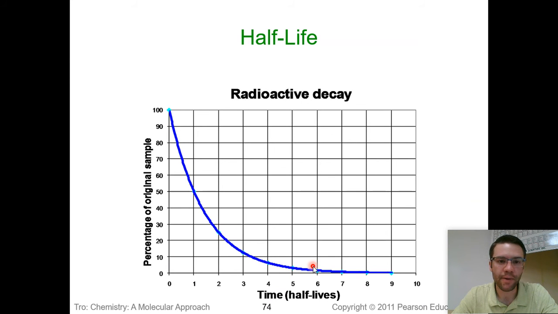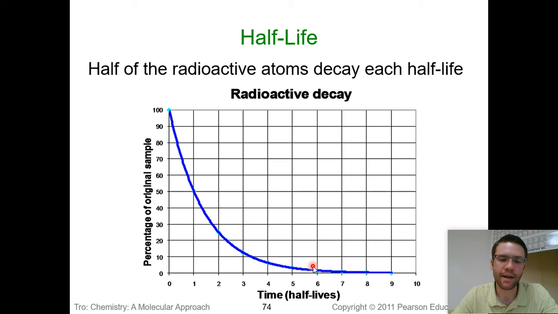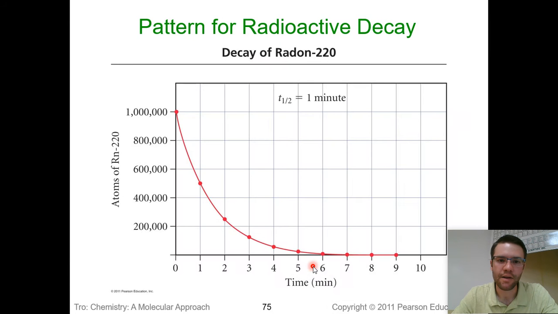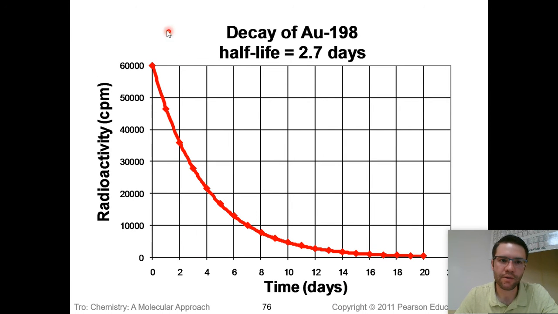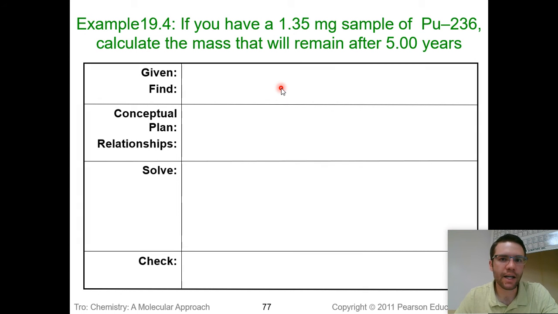This is what it looked like for radioactive decay over time. The decay is exponential. Every half-life that occurs, you get half the amount of material. So if we start with 60,000, when we're at 30,000 here, we're at 2.7 days, and that would be our half-life. Let's take a look at an example here.